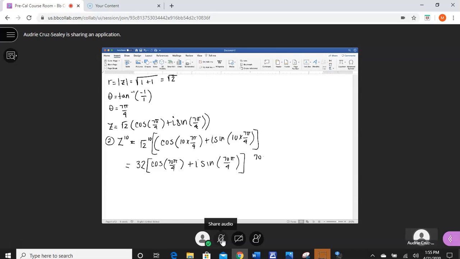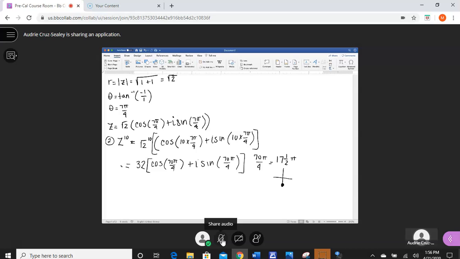What does 70 pi over 4 equal? How many times is 4 going into 70? I got 17 with 2 pi fourths left over. So 17 with a half left over? Pi? That's what I got. Okay, cool. So then where is that in one rotation? So you have 2, 4, 6, 8, 10, 12, 14, 16, 17 and a half. So wouldn't you end up here? Yes. Does that make sense to everybody?